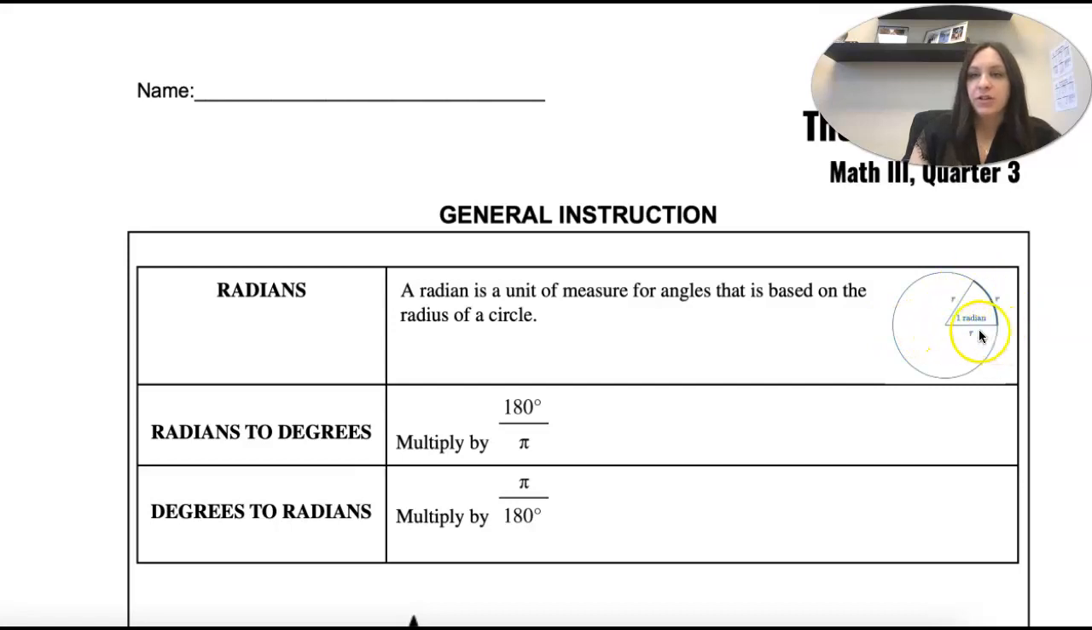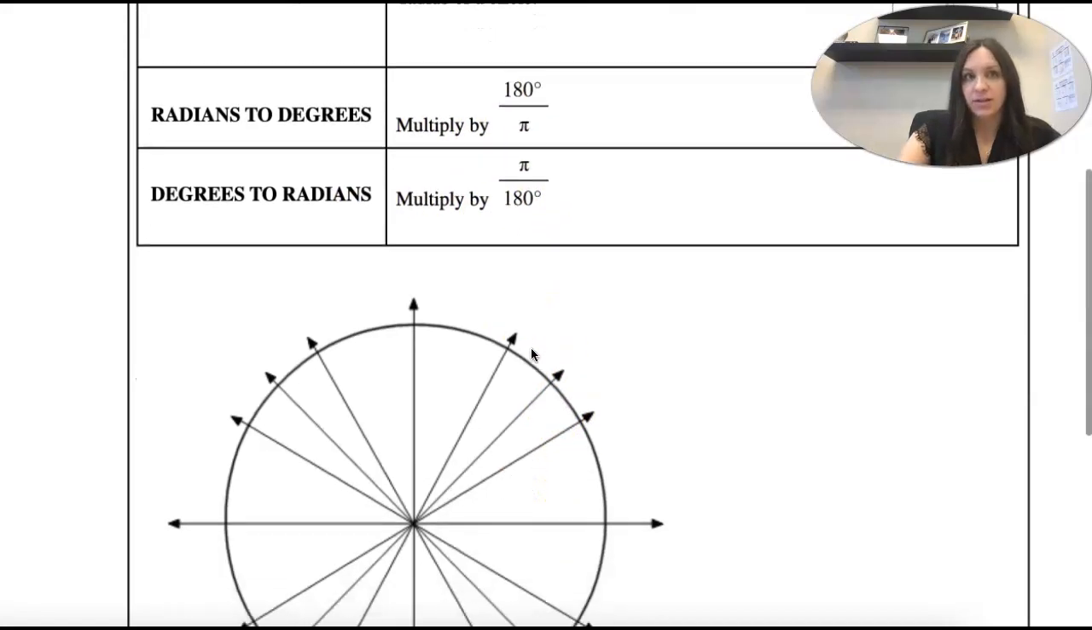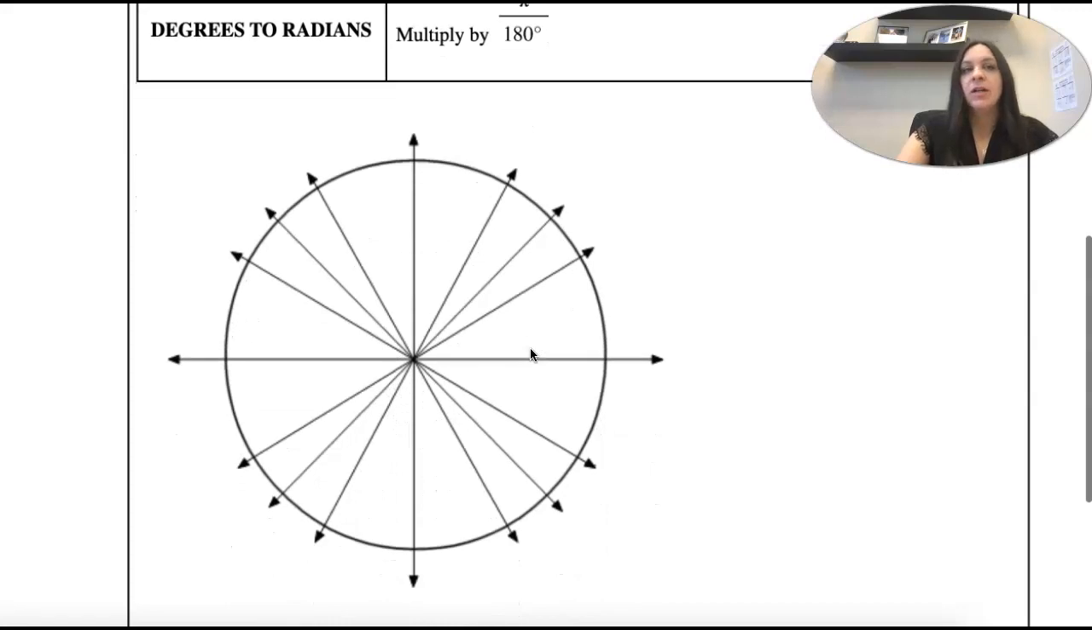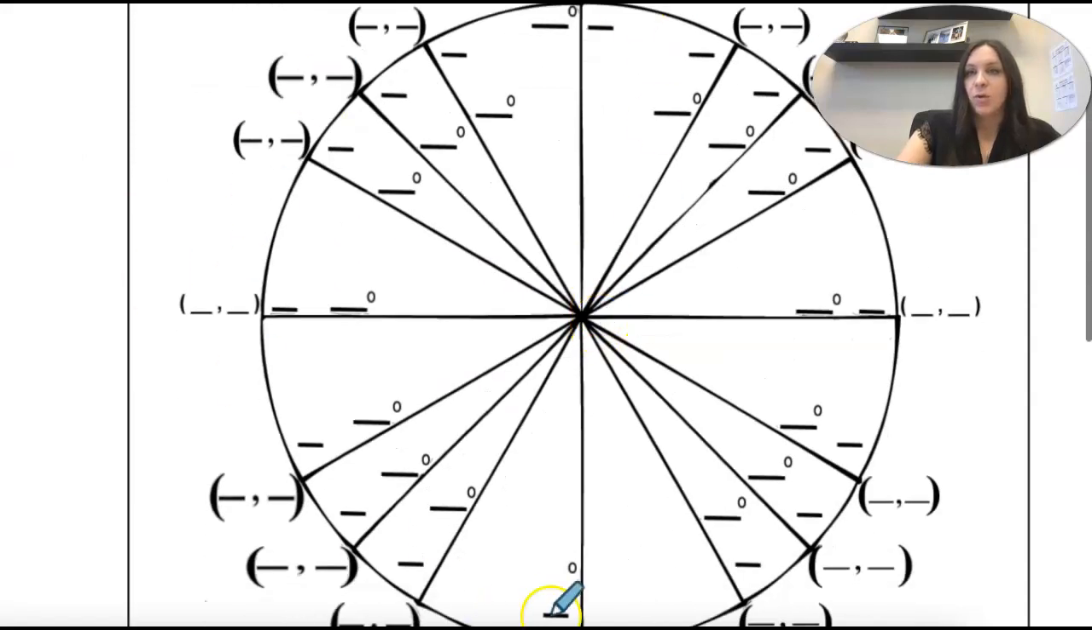Here's a little picture. We take the radius and then we take that same length across. That's how we get radians. So in 4.2, your questions will just go back and forth from radians to degrees and degrees to radians, but to do the unit circle, we need to know how to get from degrees to radians. All right, so let's start. This one, we're gonna do just the unit circle with radians, and then on the second page, we're gonna get our points.